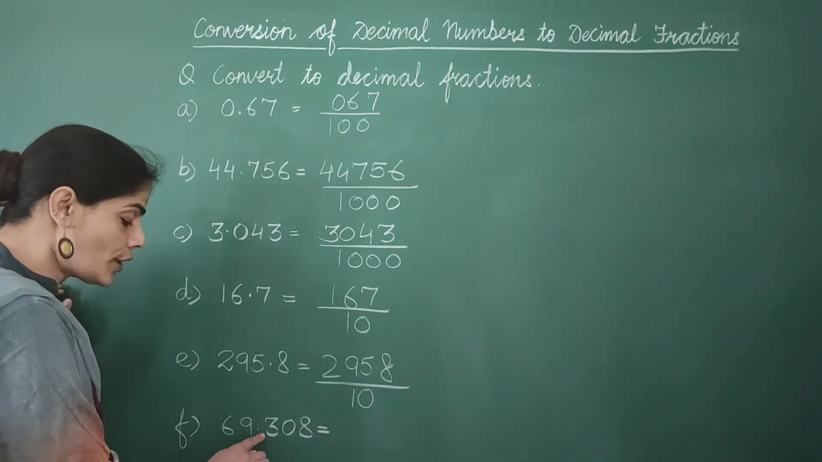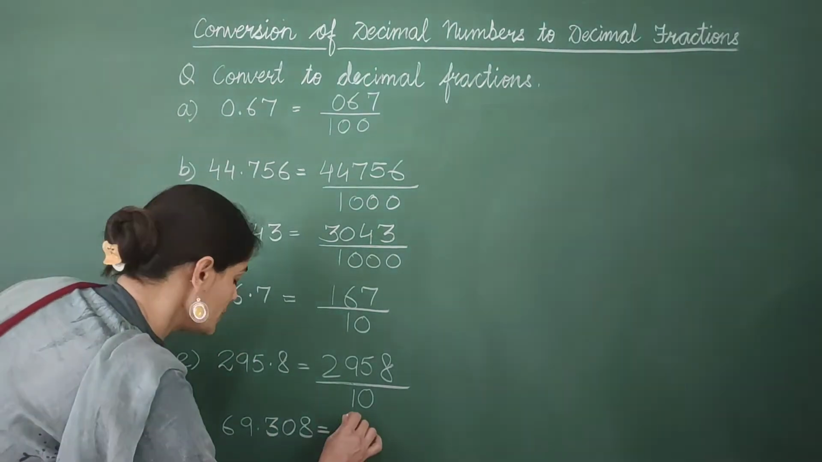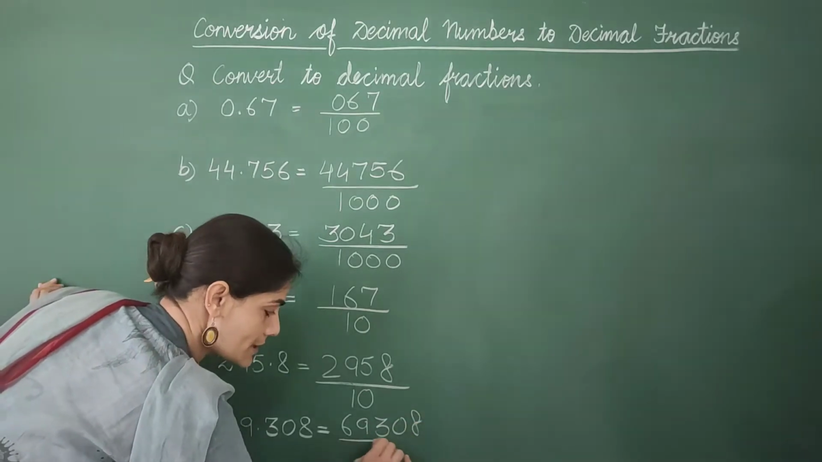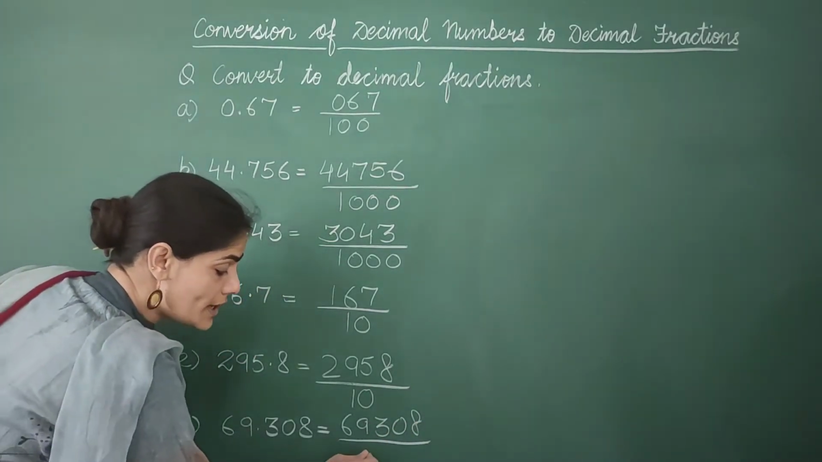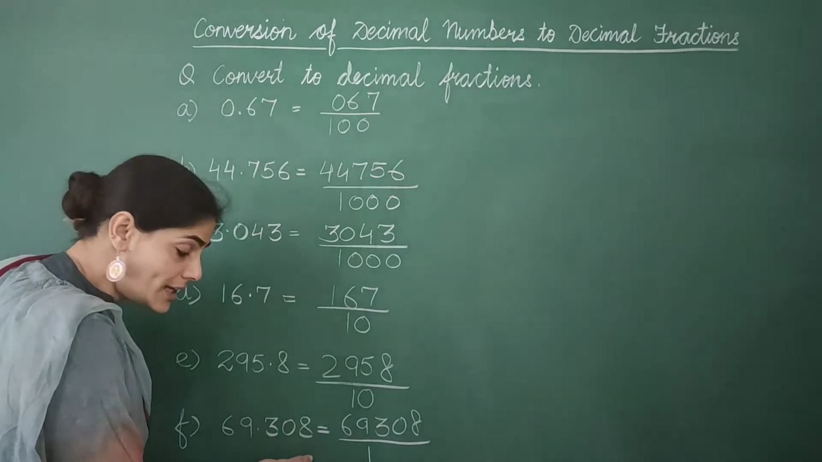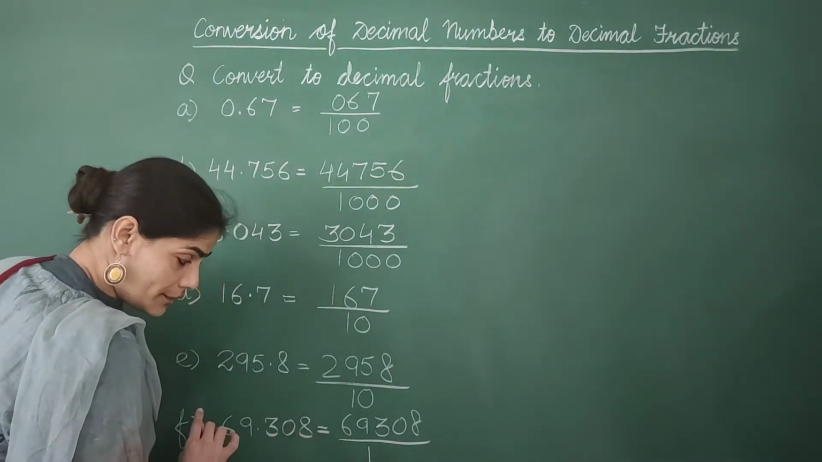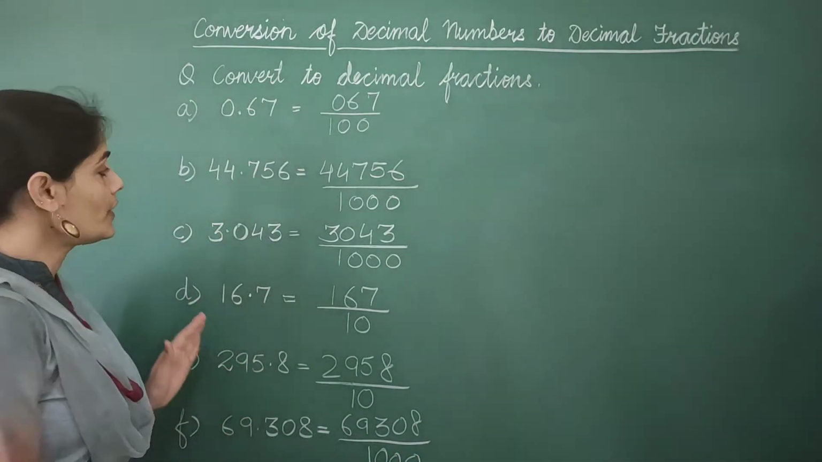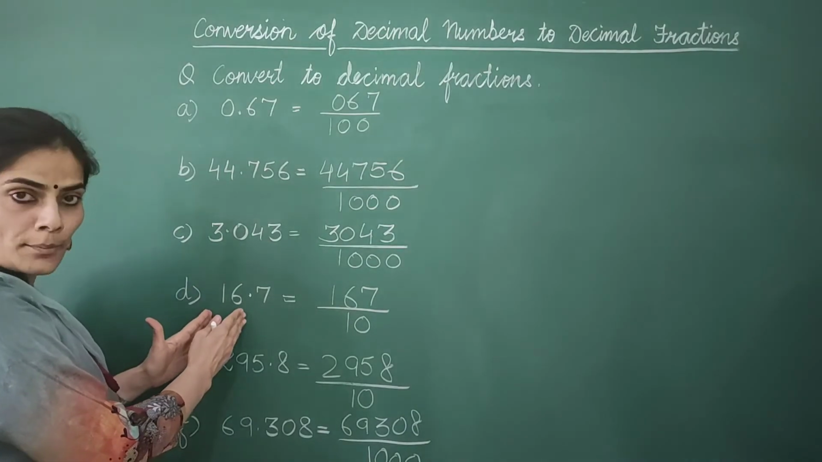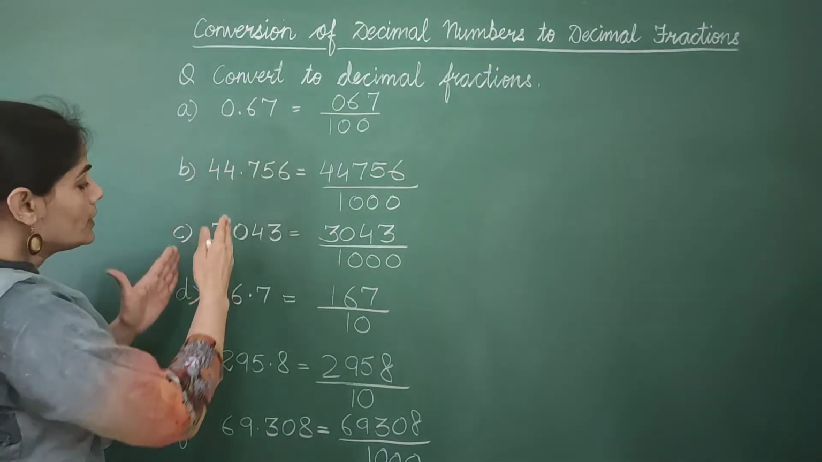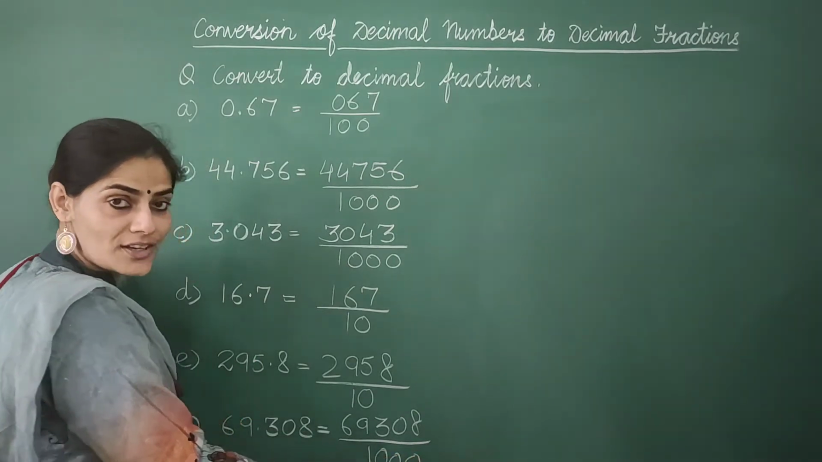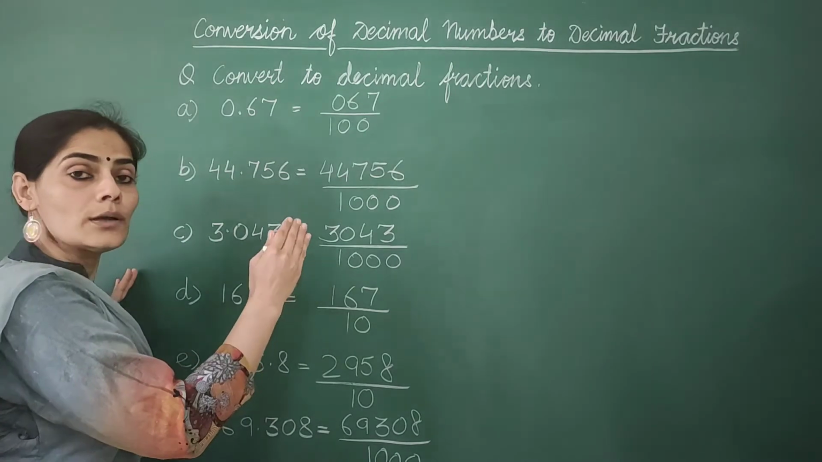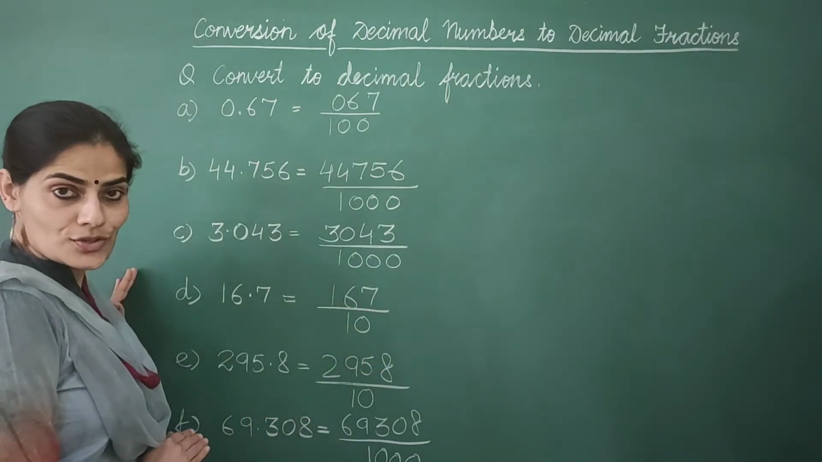Now move to the next one. This is 69.308. I forget the decimal and I am going to write these digits without the decimal as it is. Now for this decimal I write 1 and for these 3 digits in the decimal part, I put 3 zeros. Now, what do you observe? Wherever we had this whole number part, that means other than 0, all these decimal fractions are improper decimal fractions. We can convert them to mixed fractions also.